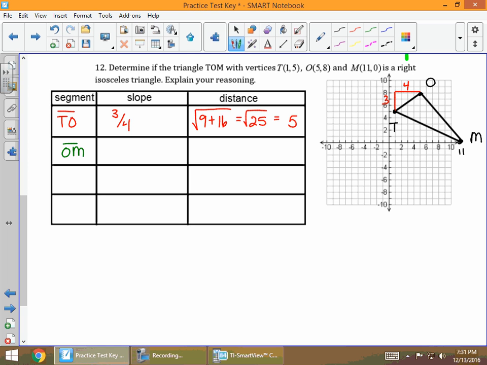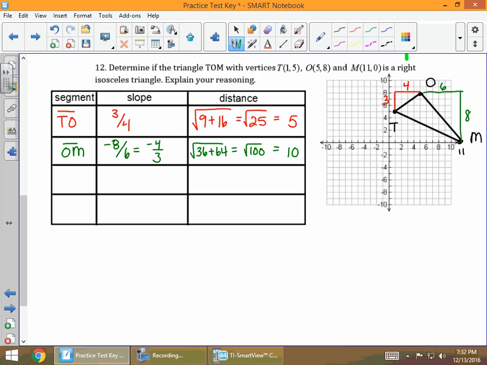O to M. I'm going over 1, 2, 3, 4, 5, 6. And it's dropping down 8. Going from 8 all the way down to 0. So my rise is negative 8 as it goes down 8. My run is to the right 6, and that reduces to negative 4 over 3. Distance, square root of 6 squared is 36, and 8 squared is 64. 36 plus 64 is 100. The square root of 100 is 10.